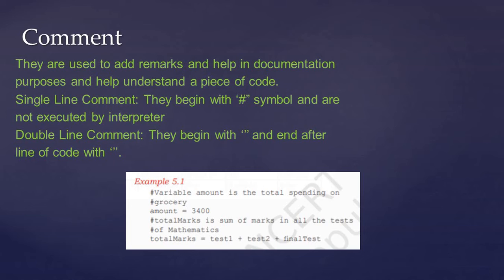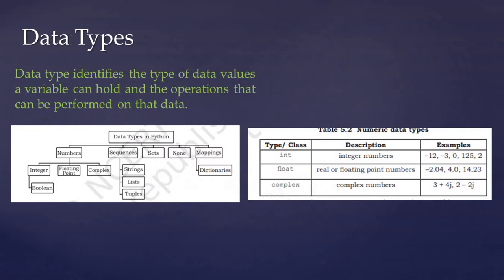Similarly, for a double line comment, we begin with three of these symbols and end with three of these symbols. Now, for example, instead of this hash, we could have used these three symbols together here, and we could have ended the code where grocery is written with these three similar symbols. That would have been a double line or multi-line comment.